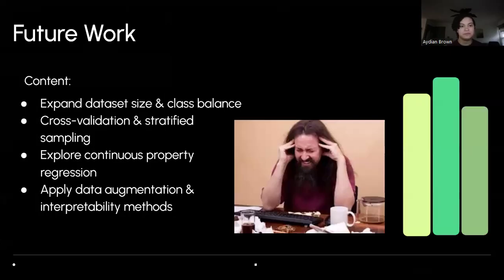The future directions for this include expanding the dataset to include more disks and balancing classes, implementing more robust cross-validation strategies, and exploring regression tasks for continuous properties, such as ring spacing and gap width. We also plan to apply interpretability methods like Grad-CAM to visualize what image regions drive the classification and use data augmentation to improve generalization.